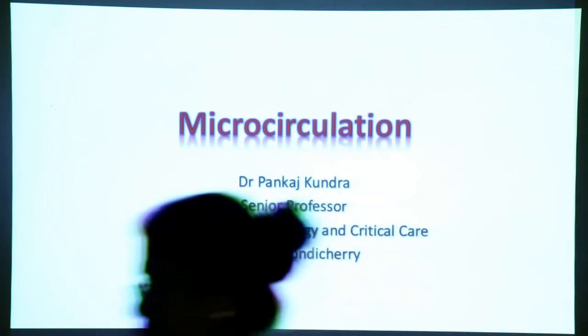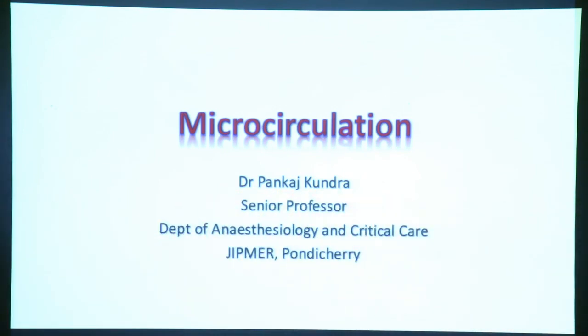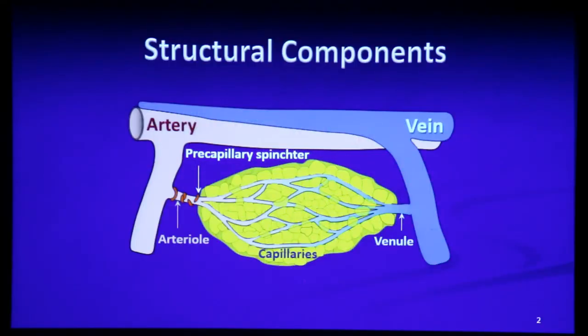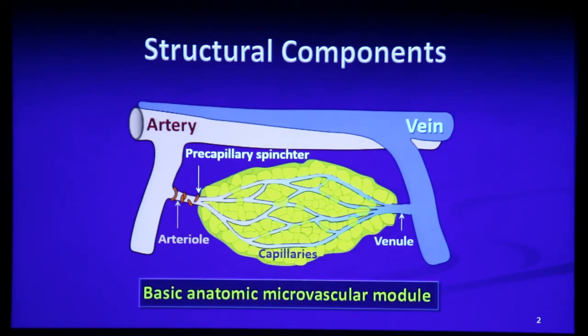Now, to talk about microcirculation, what do we try to understand? There are certain structural components which define the basic anatomical microvascular module. You have the artery at one end, which divides into arterioles. Then it goes into capillaries, and these capillaries unite to form venules and veins. So there is a continuous channel and a continuous communication on the arterial side and the venous side.